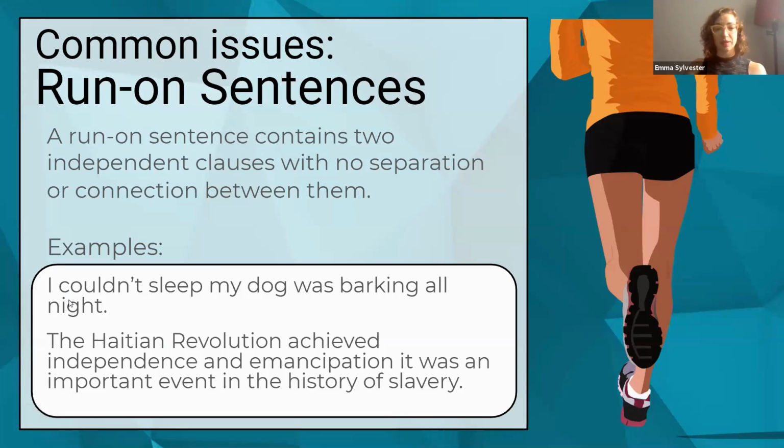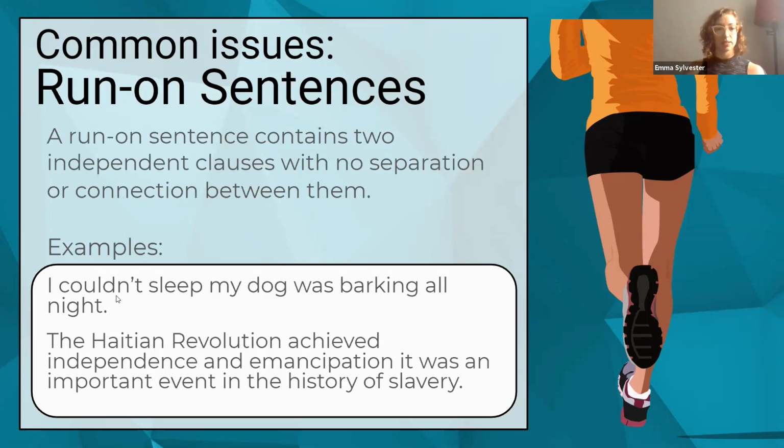For the first one though, this happens all the time where we have simple sentences. There are actually multiple sentences really. I couldn't sleep, that's one sentence. We have a subject and a predicate. My dog was barking all night. Also, we have our subject and our predicate. They're both independent clauses, and so they shouldn't be combined here.